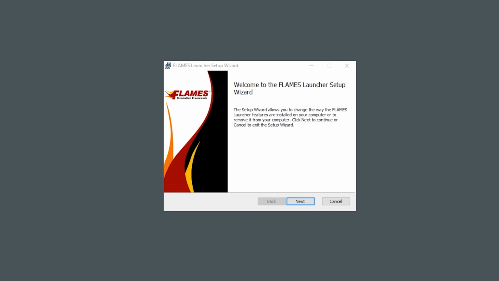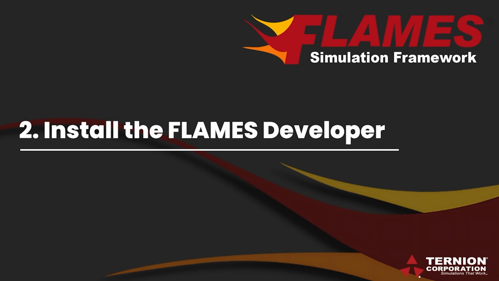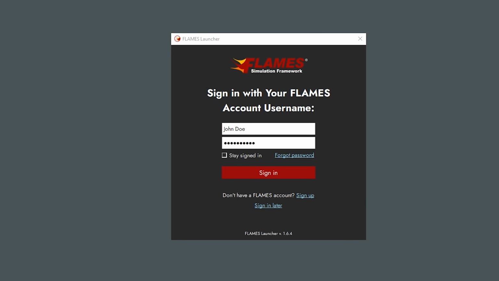Follow the steps described in that wizard to install the Flames launcher on your computer, and then start the Flames launcher. If you have not done so already, click the sign up link on the startup page of the launcher to create a Flames account. You have to have a Flames account in order to be able to download things from the Flames store. After you have your Flames account set up, we are ready for step number 2, installing the Flames developer.